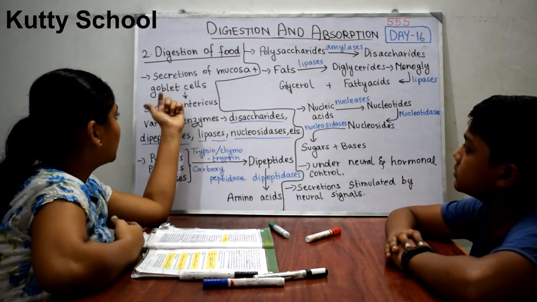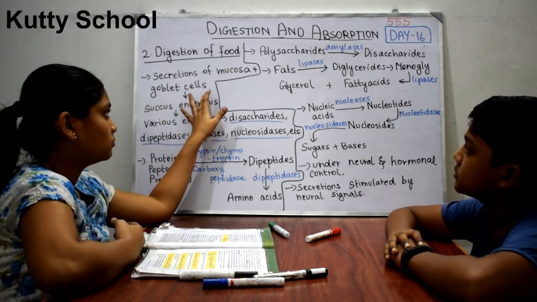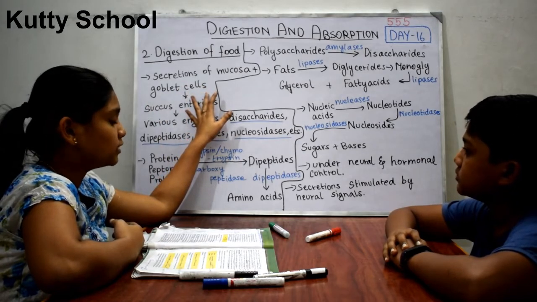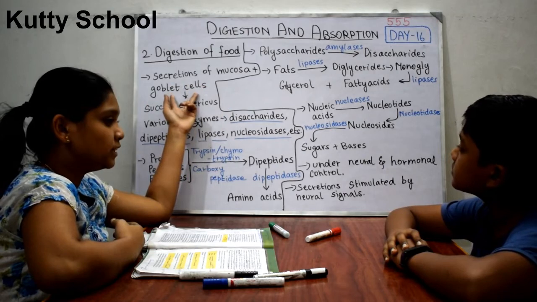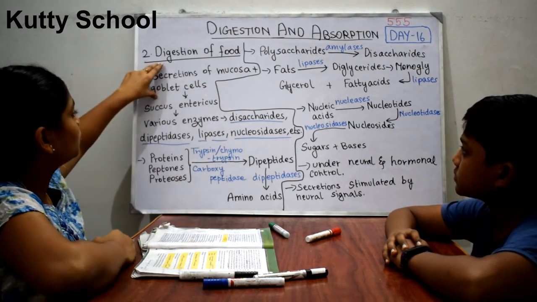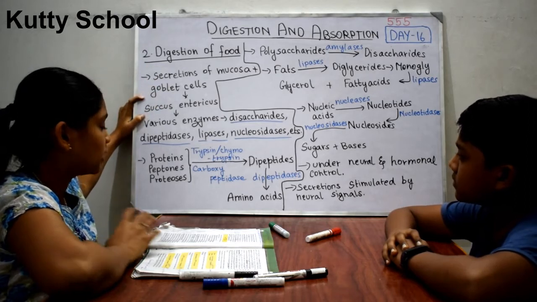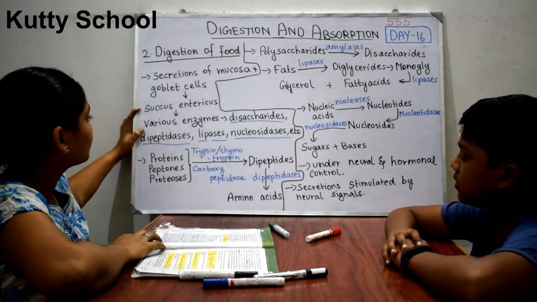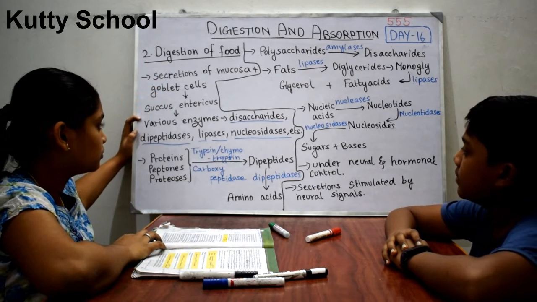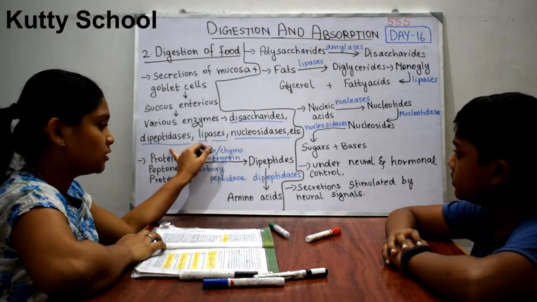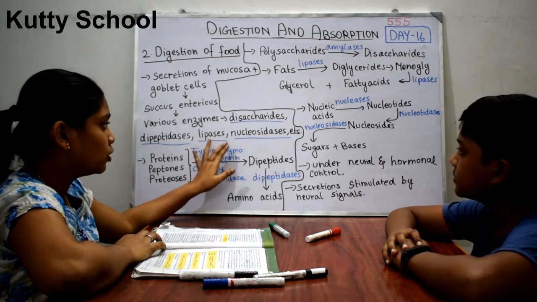The secretions of the mucosa, which is present as foldings in the intestine, and the goblet cells present in the intestine, together form succus entericus, the intestinal juice. It contains various enzymes like disaccharidases, dipeptidases, lipases, nucleosidases and so on.